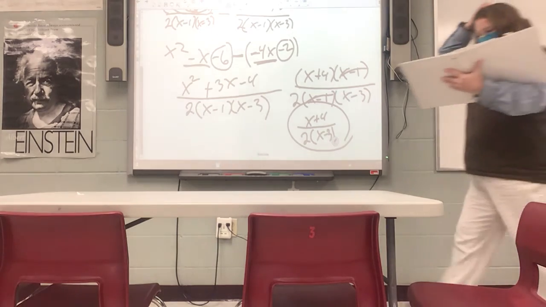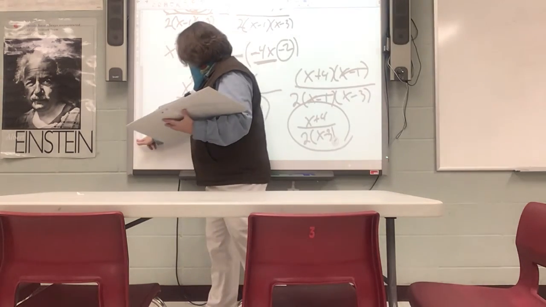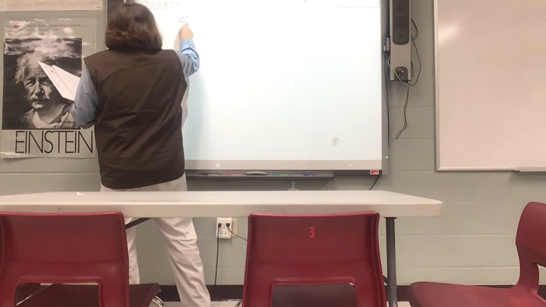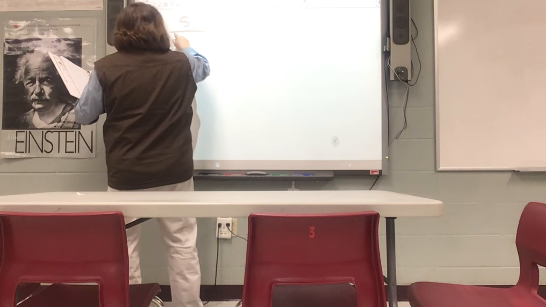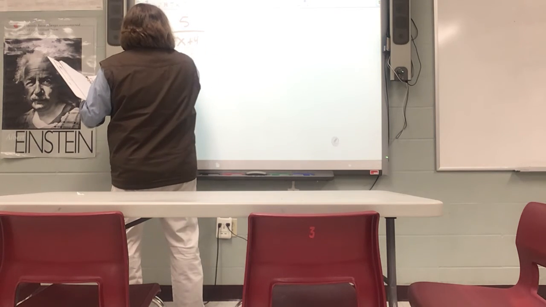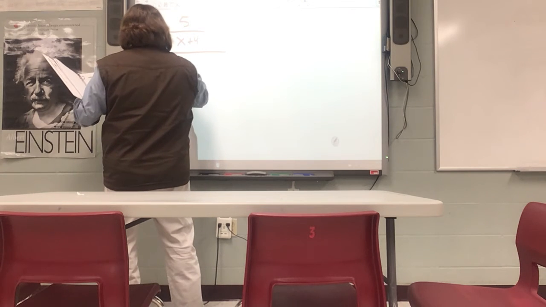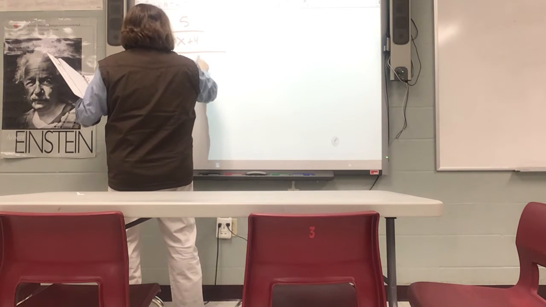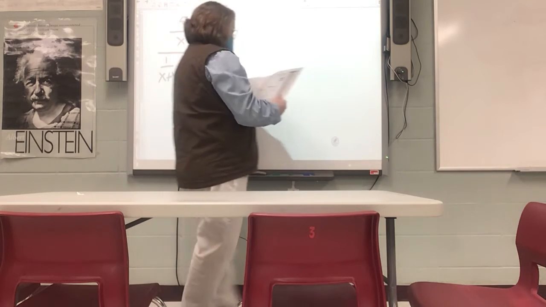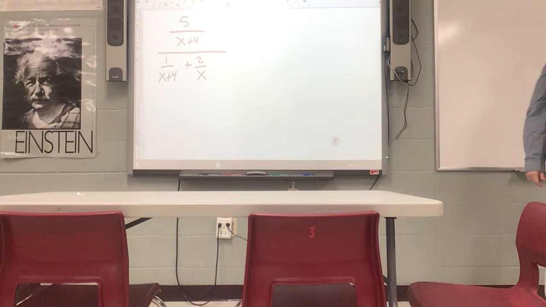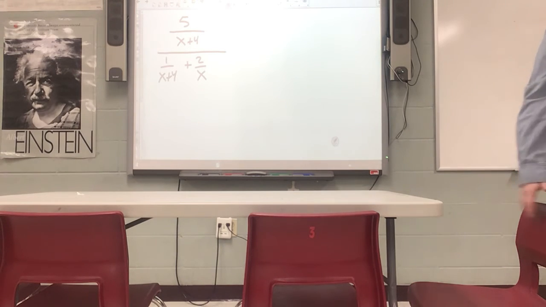Okay, this last one that we're going to look at is the scariest looking. I got 5 over x plus 4 over 1 over x plus 4. Huh? Yeah. That's not nice. I know. So your numerator is a fraction. Okay, so what they call this is a complex fraction. And I think we would all agree, yeah, that looks pretty complex, doesn't it?